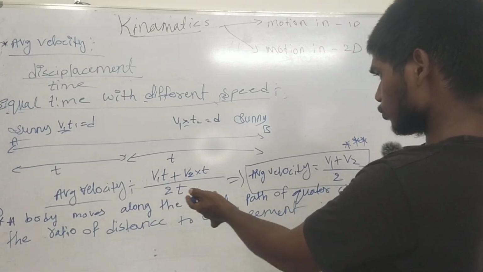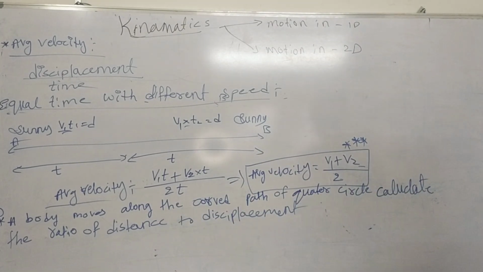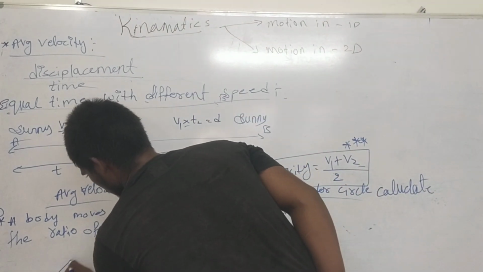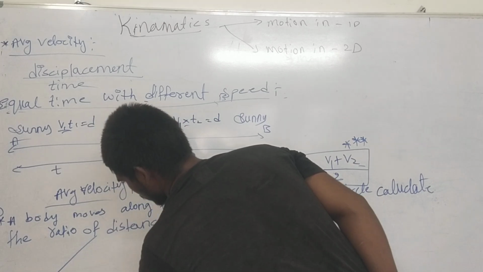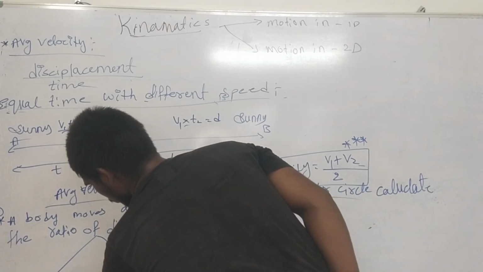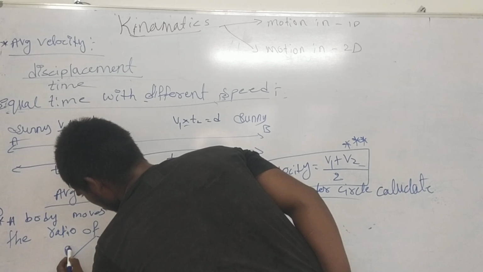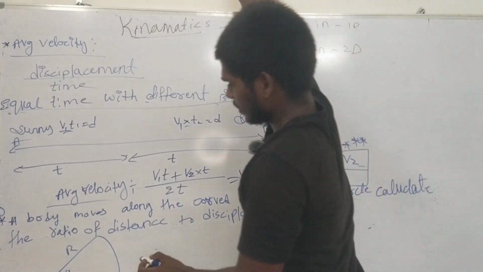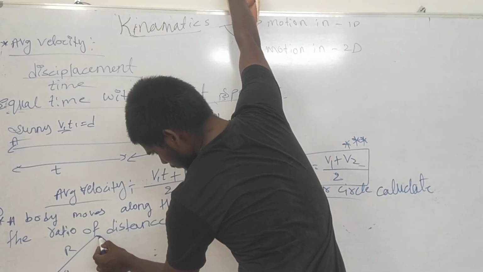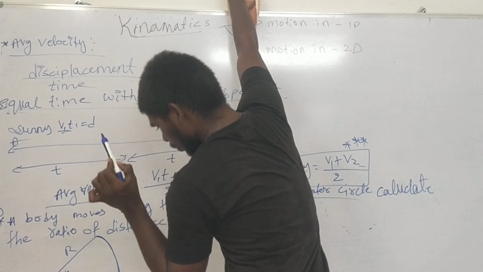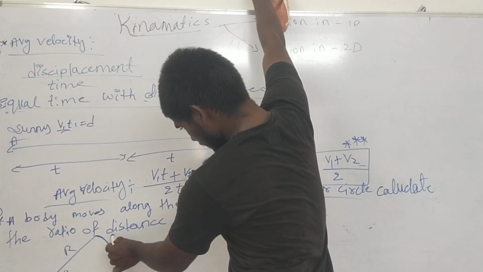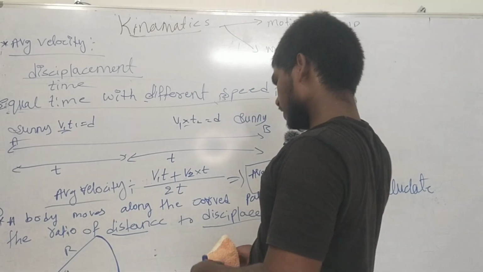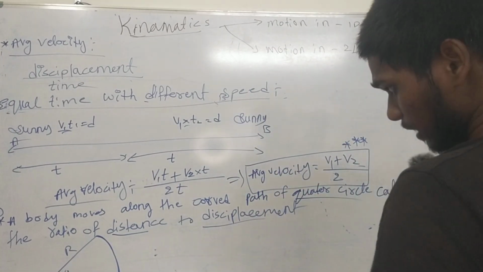देखो, a body moves along a curved path of that quarter circle, calculate the ratio of distance to displacement. Quarter circle इधर ही आंसर आएगा भैया. ऐसा मान लो, this is 90 degrees, this is R, this is R. This is the displacement, right? Okay, they're asking the ratio of distance and displacement, means distance by displacement, right? Ratio they are asking, right?